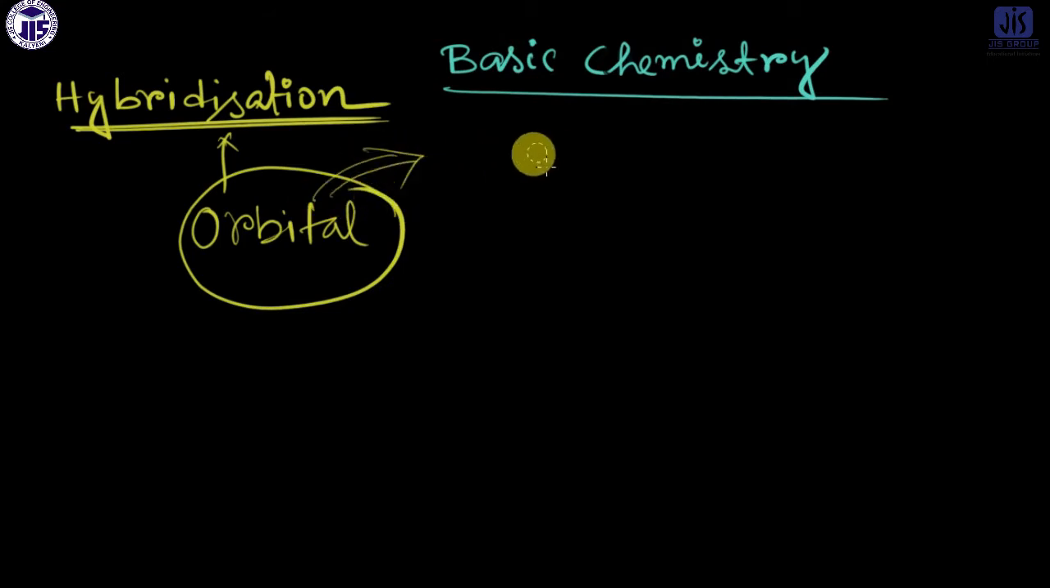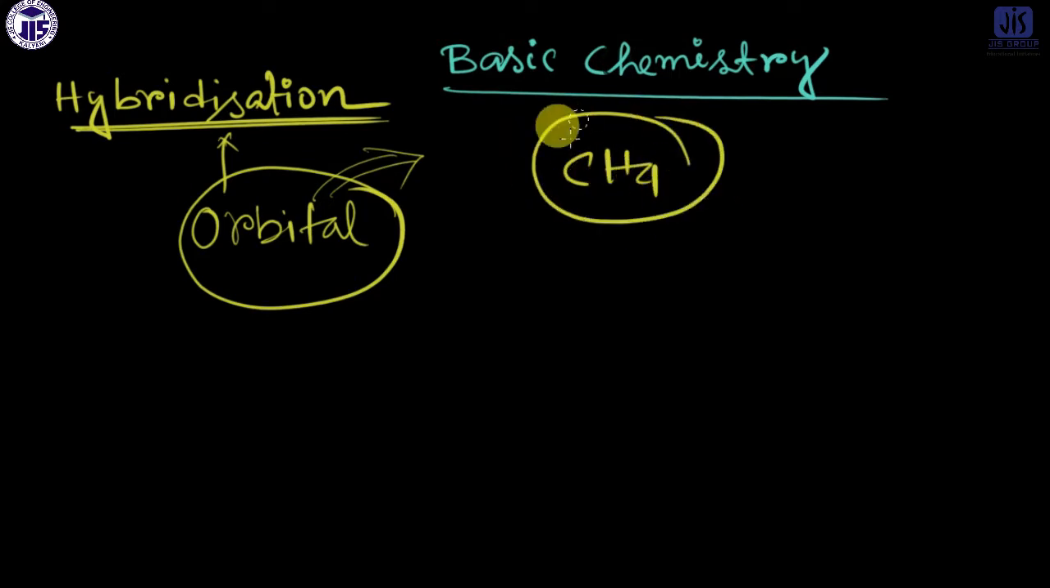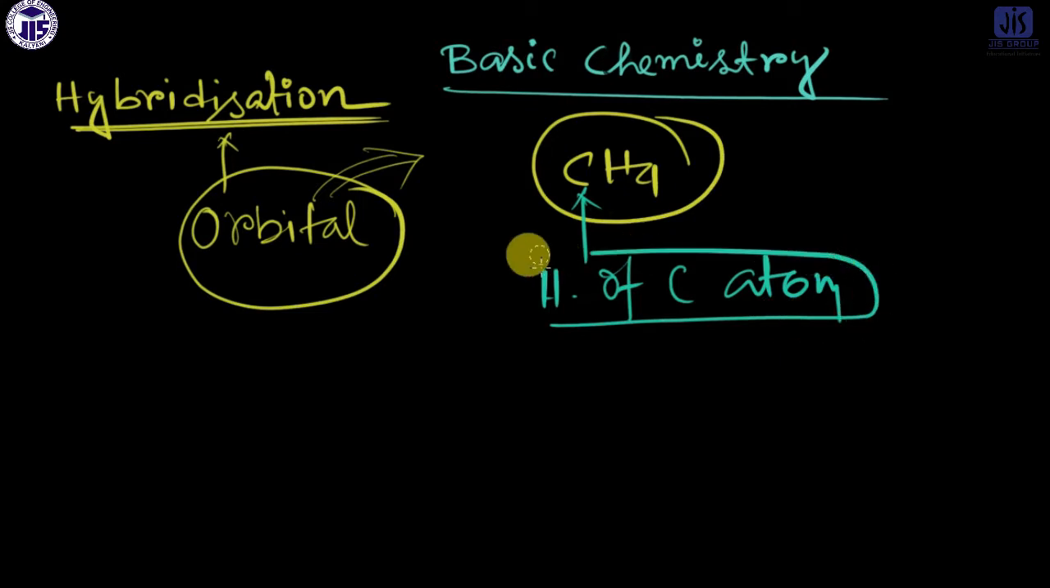For example, if we think about the most common covalent compound, that is CH4. So here the question may be asked in this way: what is the hybridization of the carbon atom? Then you have to understand how many orbitals are involved to form the methane compound.